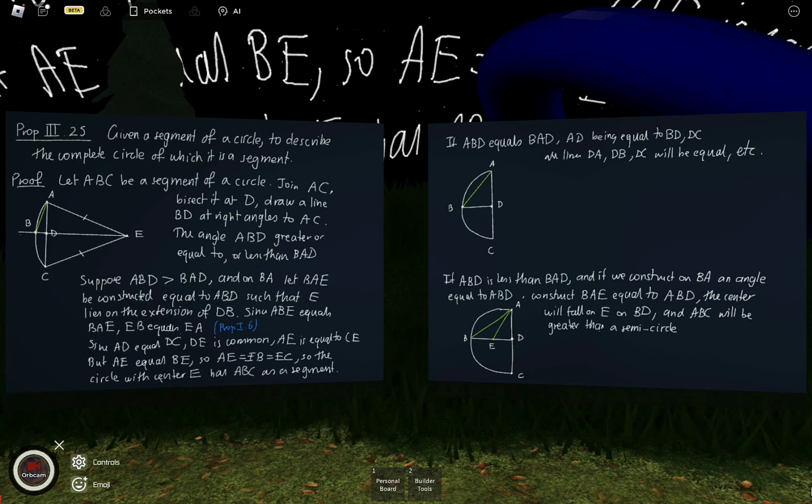Segment ABC will clearly be greater than a semicircle. Is that part of the argument? I mean, does that matter? Yeah, I don't really understand it. Therefore, given a segment of a circle, the complete circle has been described. This last part feels strange.